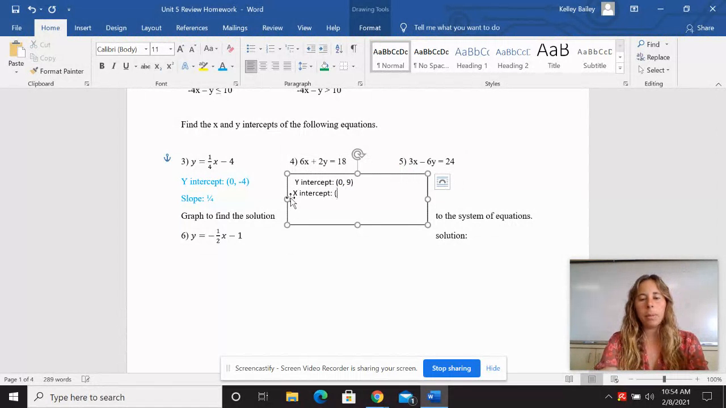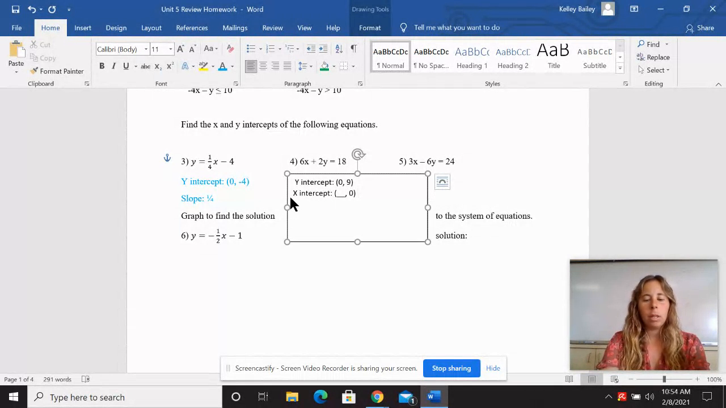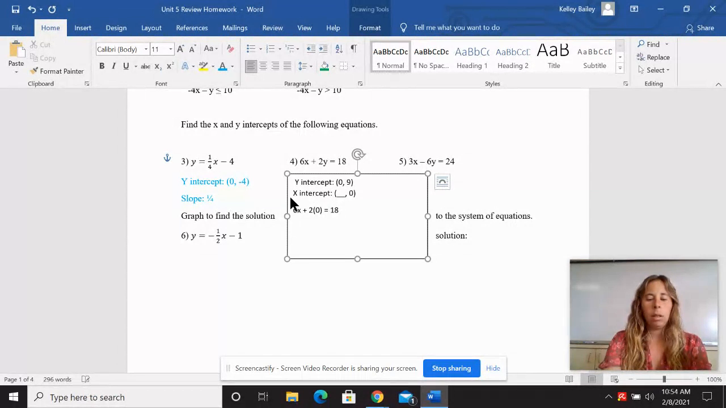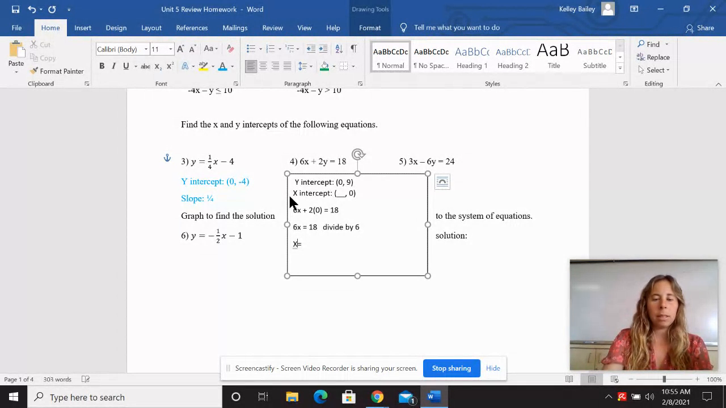To find your x-intercept, you're going to do the opposite. You don't know what x is. We substitute 0 in for y. So that gives me 6x plus 2 times 0 equals 18. 6x, 2 times 0 is 0, so you get 6x is equal to 18. Divide by 6. x equals 18 divided by 6, which is 3. So that would be your x-intercept.